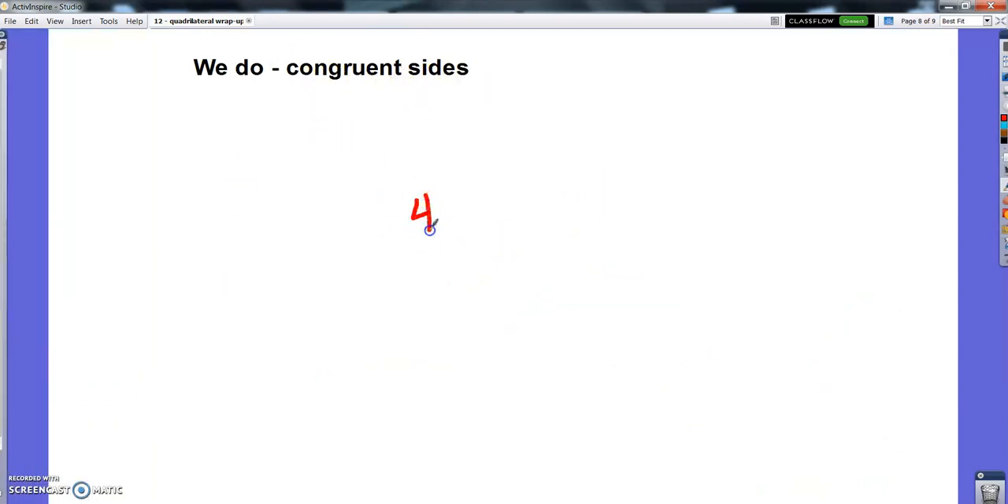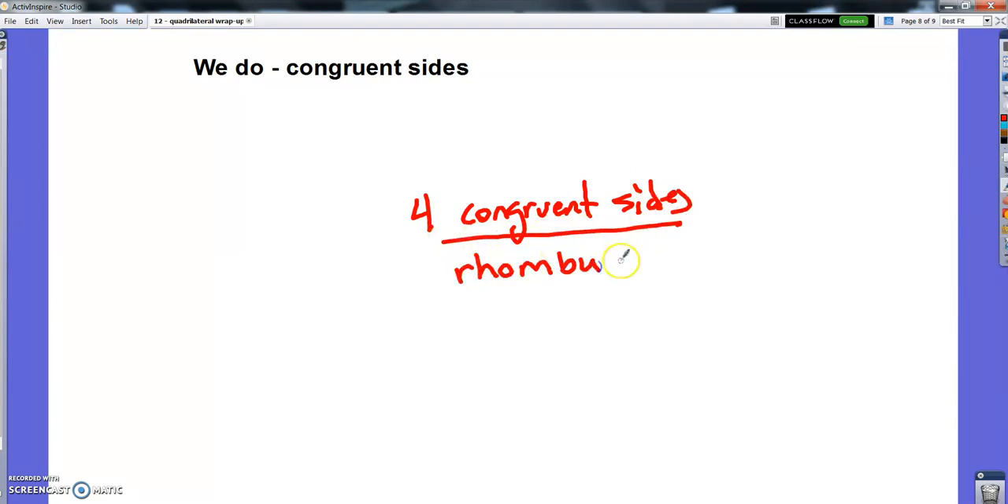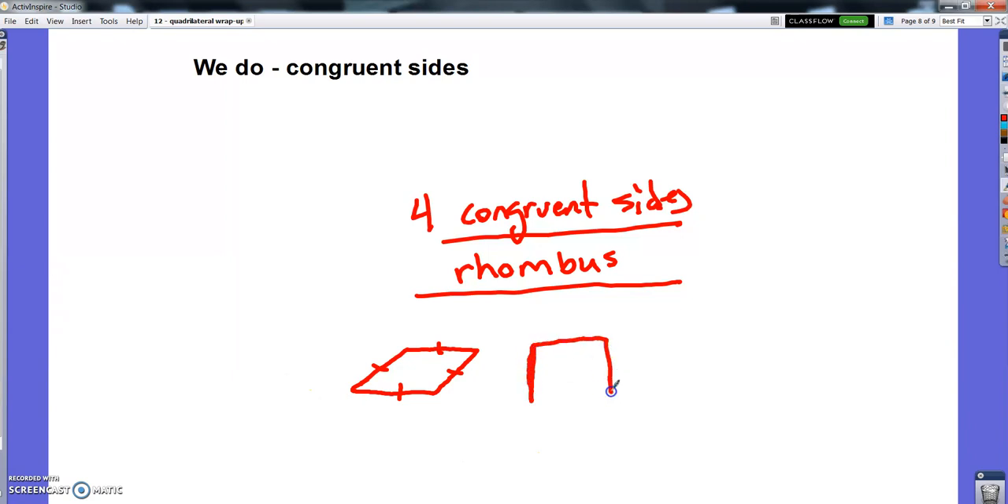And then congruent sides, 4 congruent sides. Those are called a rhombus. R-H-O-M-B-U-S. And a rhombus can look like this. As long as all the sides are the same length. I'm going to mark that they are, just to show you, because I probably didn't draw it quite right. And that's a rhombus. And that's a rhombus.